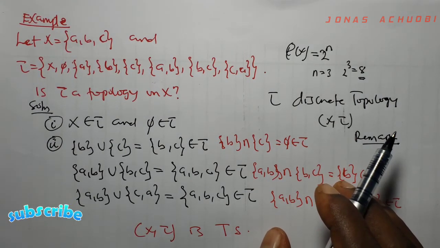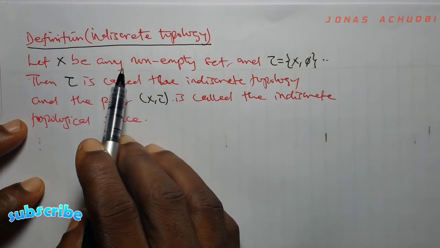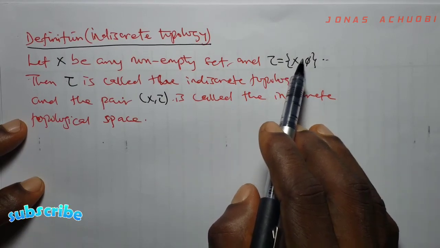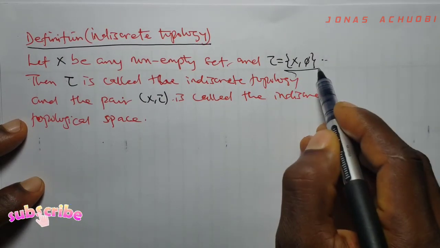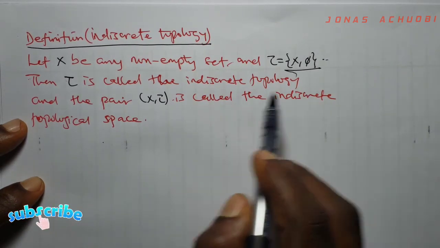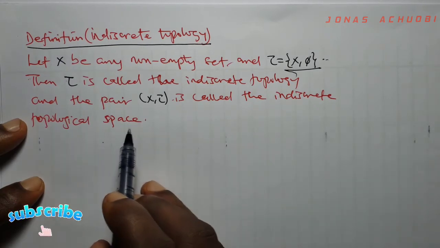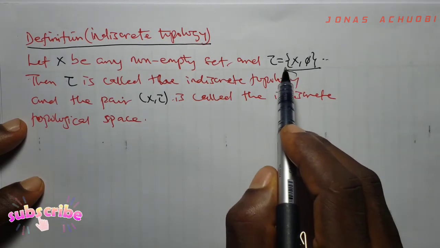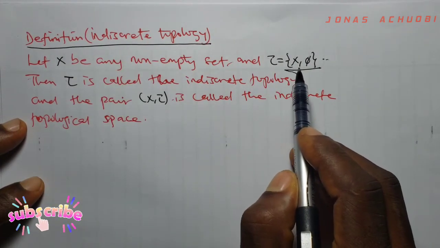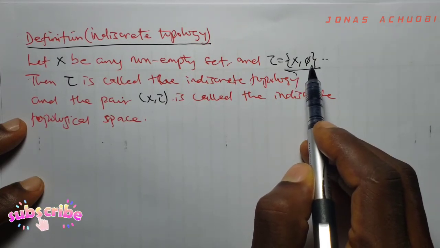Now we look at the indiscrete topology. Definition. Let X be any non-empty set and tau be equal to the collection X and phi. Then tau is called the indiscrete topology. And the pair X tau is called the indiscrete topological space. What do we observe here? We observe that for an indiscrete topology, the collection tau is made up of only 2 open sets, the set itself and of course the empty set.